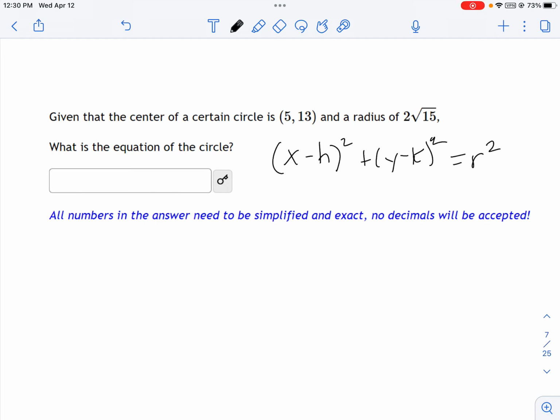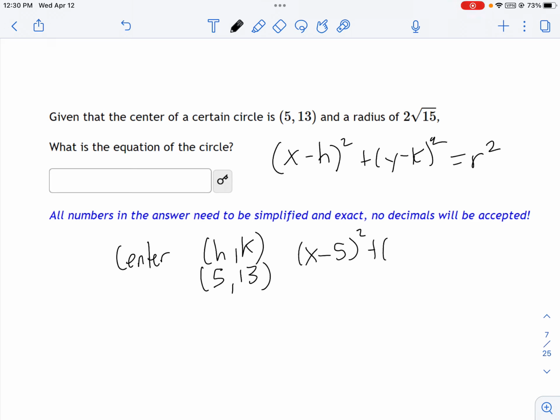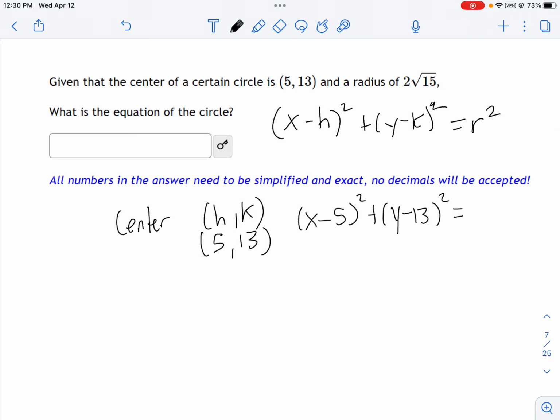Once we know that the center of any circle can be written as (h, k), the literal same h and k inside of your equation, then we know most of the work. Because if your center is (5, 13), that means your h is 5, your k is 13. So then we have (x - 5)² + (y - 13)² = our radius squared. We also know our radius: it is 2 square root 15.